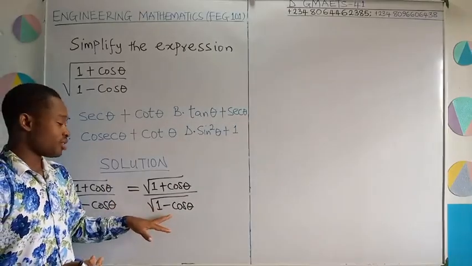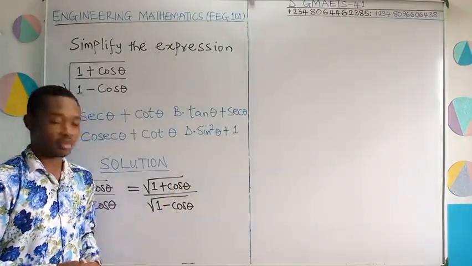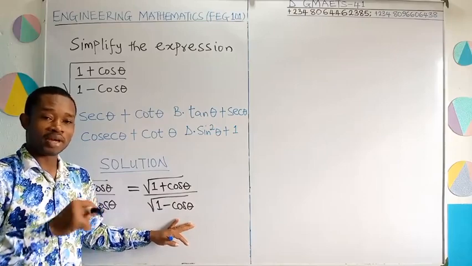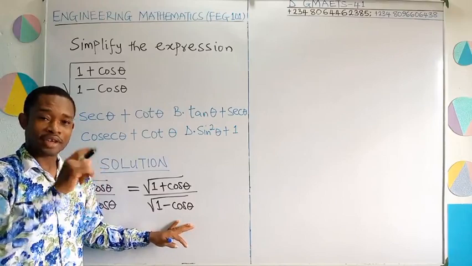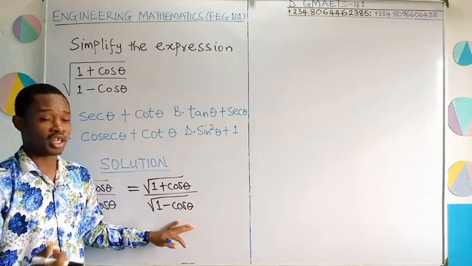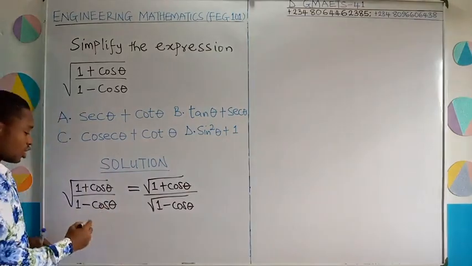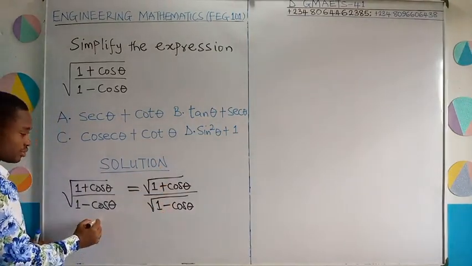I will rationalize using the conjugate of the denominator to multiply the numerator and denominator. Now this is 1 minus cos theta. The conjugate of 1 minus cos theta will be 1 plus cos theta, or minus 1 minus cos theta. I prefer to go with the one of 1 plus cos theta. And so that means that I am going to multiply numerator and denominator by that conjugate.